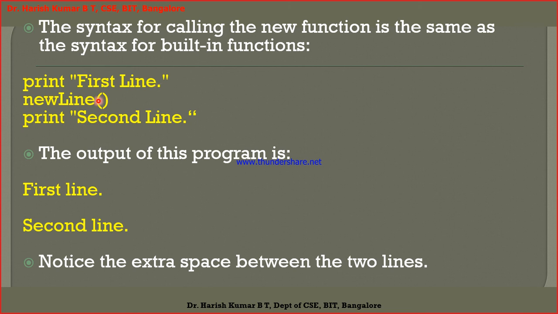So print first line, and then I'm calling new line, print second line. See, this line is skipped. There is a blank line given here. Okay, so this is the output of this program execution. Now, can I do this here in the interactive Python cell? Yes, it can be done. I'll just show you this.